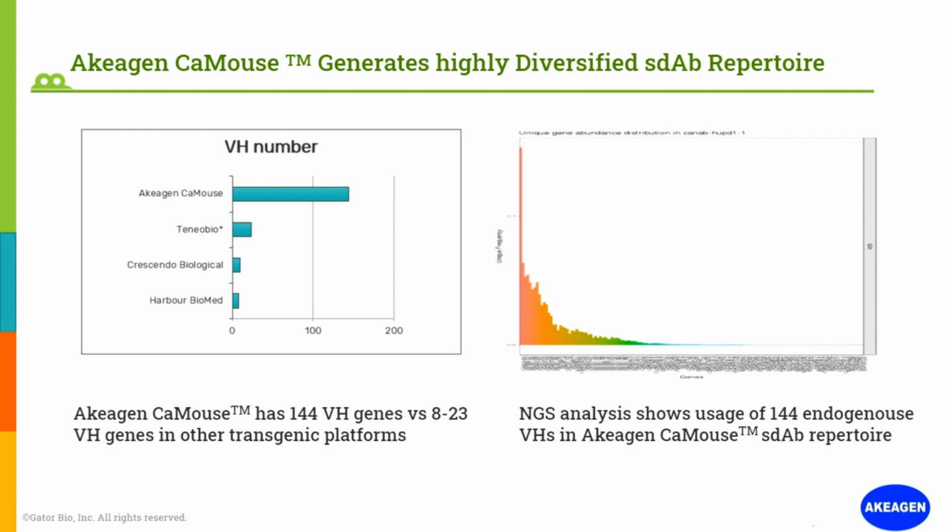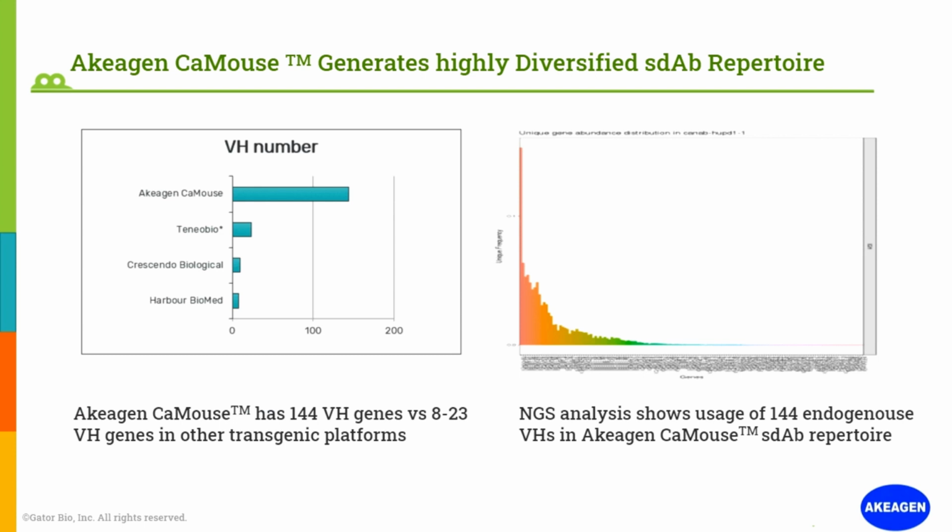As I mentioned, we use endogenous mouse VH genes to generate this heavy chain antibody. This is different from other platform technologies that are available on the market. I list them here, based on publications. Those platforms use similar technology: they transgenically insert human VH genes, in different numbers, into the mouse or rat, and generate their platform.